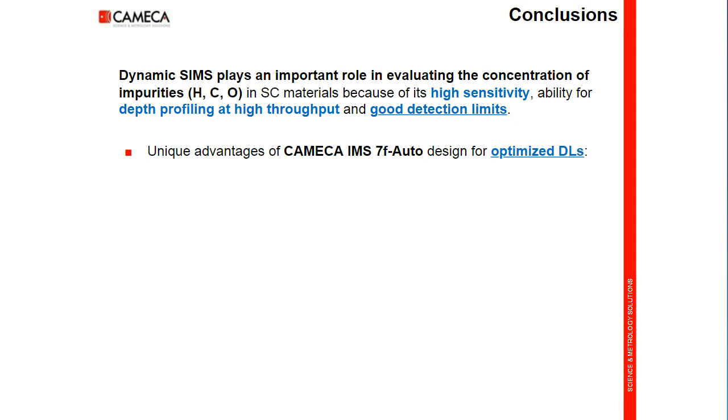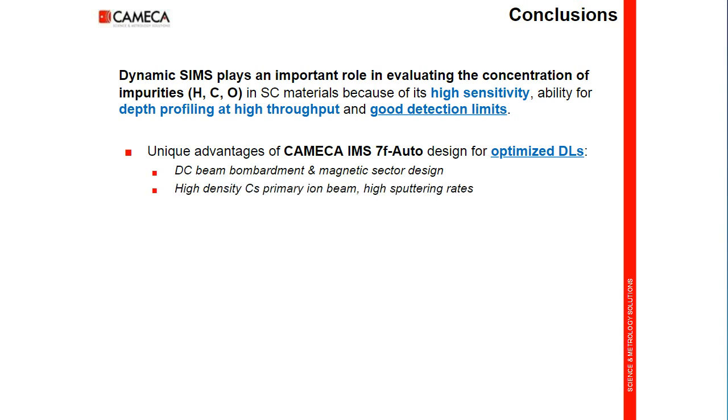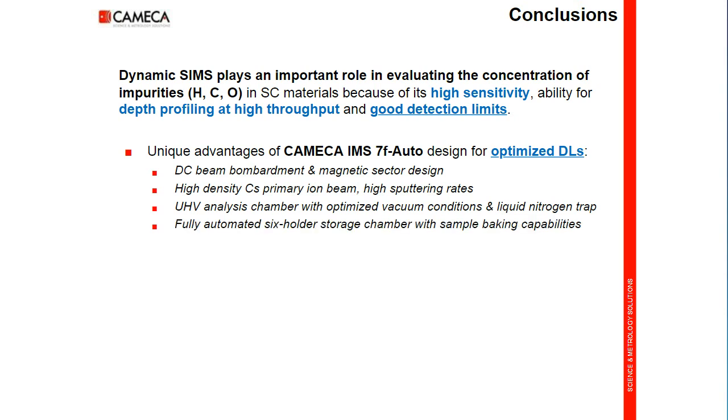Based on the dynamic SIMS technique, the IMS-7F Auto is designed to achieve excellent detection limits on light element measurements thanks to continuous ion beam sputtering and magnetic sector mass spectrometer design, high-density cesium primary ion beam allowing high sputtering rates that significantly improve the detection limits, UHV analysis chamber with optimized vacuum conditions and liquid nitrogen trap, minimizing the background level due to residual gases, and fully automated 6-holder storage chamber with sample outgassing capabilities for higher throughput.